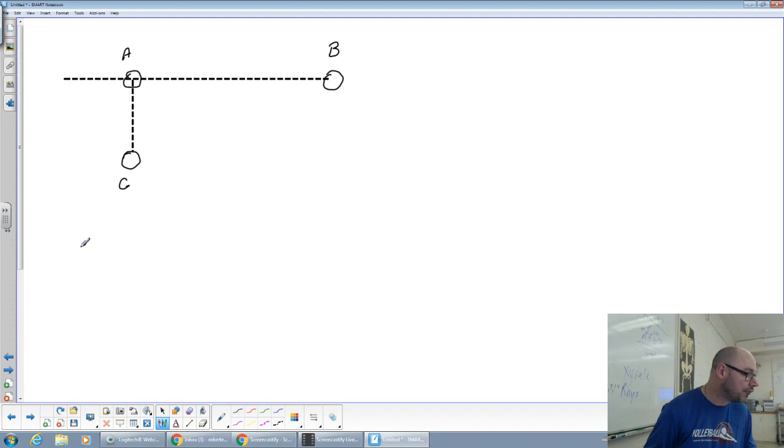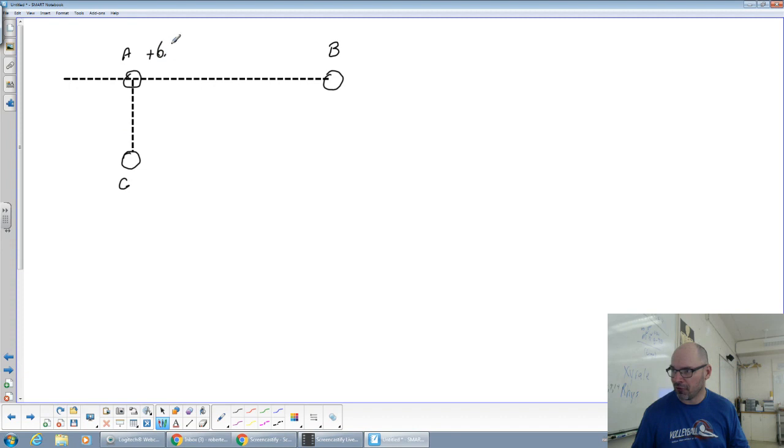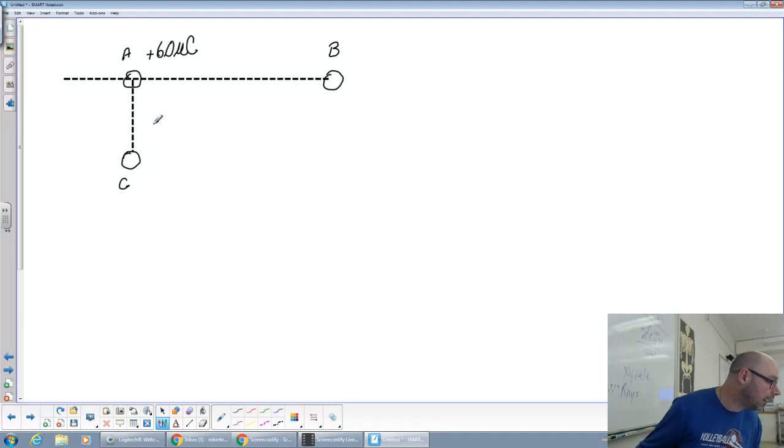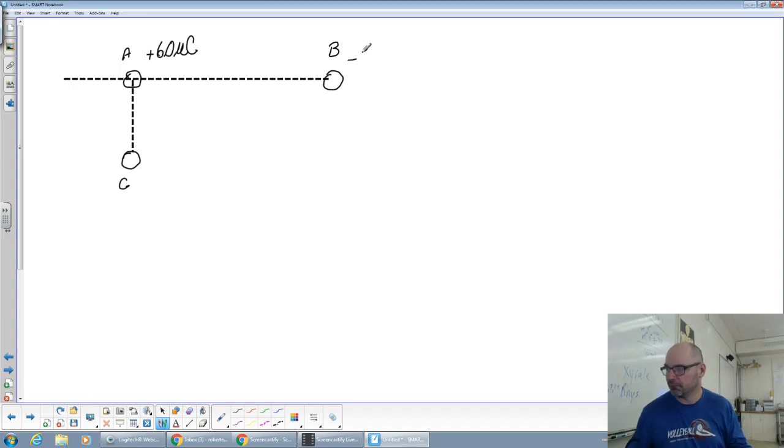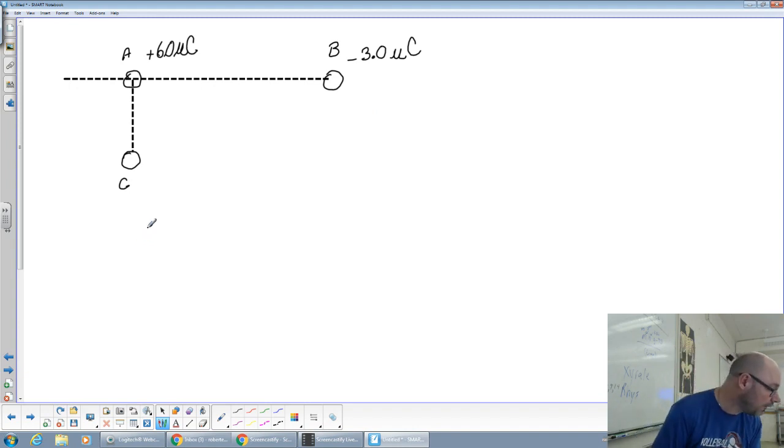So let's say that charge A is plus 6.0 microcoulombs. So that's a micro symbol, it's like a fancy U. Okay, charge B, I'm just getting it off my example here, is negative 3.0 microcoulombs. Okay, and then charge C, we're going to say is, what is it here? Positive 1.5 microcoulombs.